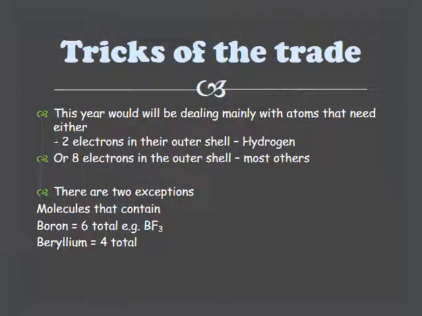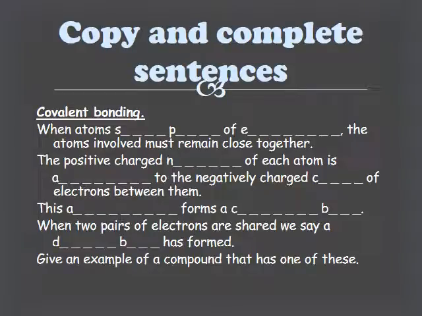This year we'll be dealing mainly with atoms that need either 2 electrons in the outer shell, like hydrogen, or 8 electrons in the outer shell, like most others, except helium. There are 2 exceptions: molecules that contain boron, which has 6 in total, an example being boron trifluoride, and beryllium, which has to have 4 in its outer shell. That's one of the things about chemistry, there's always an exception. Okay, so your task is to copy and complete the sentences, and that should be the end of the lesson. But remember also to give an example of a compound that has one of these.